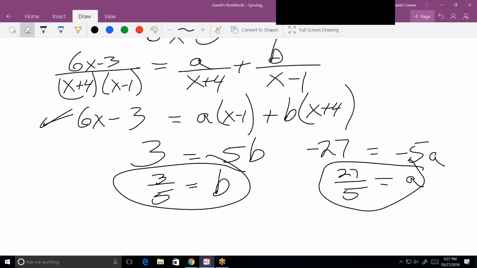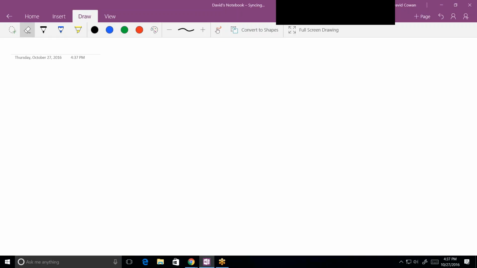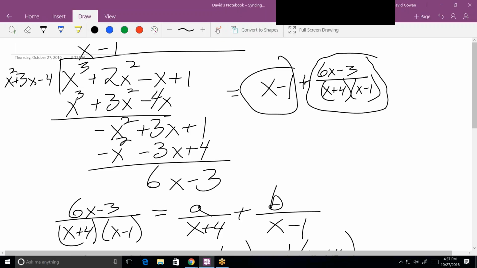All right, what else? I think this one's a big problem. Back up there a little bit. Our answer was x - 1 plus those partial fractions, a over x plus 4 plus b over x - 1. You understand what I'm saying? Yeah, I get what you're saying. I just had to look at it a little bit.